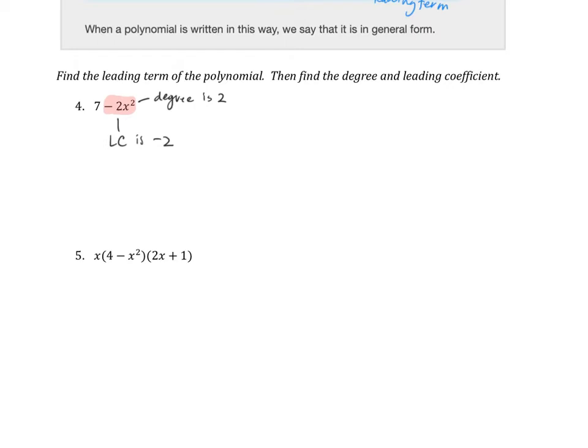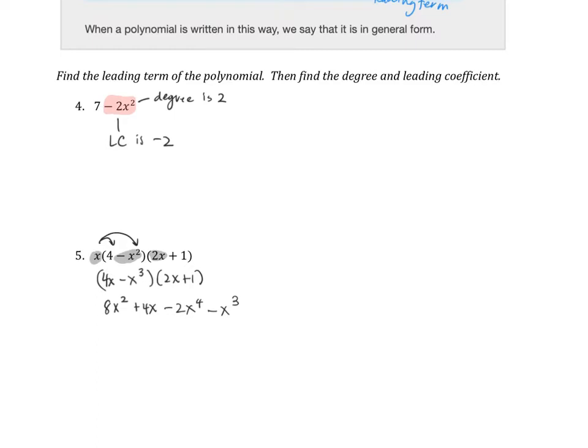All right, number 5. In order to find this, you're probably going to need to distribute it all the way out. So I'm going to go ahead and do that here. If you can do it mentally, that's fine. What you would do if you wanted to do it mentally is simply multiply all of the highest degree terms from each factor, and that would give you your leading term. But I'm going to go ahead and multiply it all out. So we're going to have x times 4 is 4x, and x times negative x squared will be negative x cubed. Then I'm going to bring down the next factor, and I'm going to distribute there again. So I'm going to have 8x squared plus 4x minus 2x to the fourth minus x cubed.